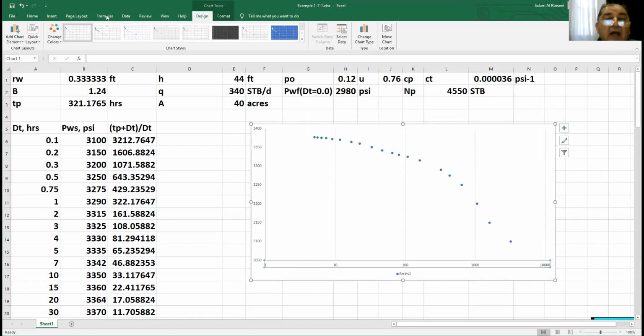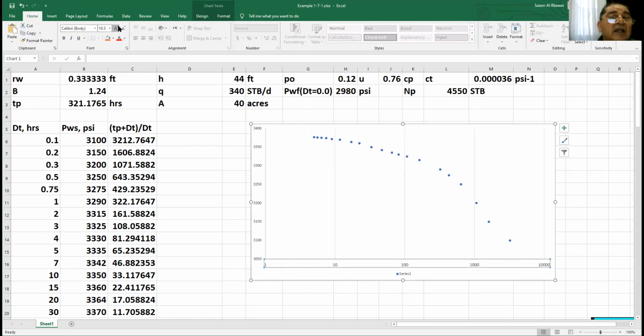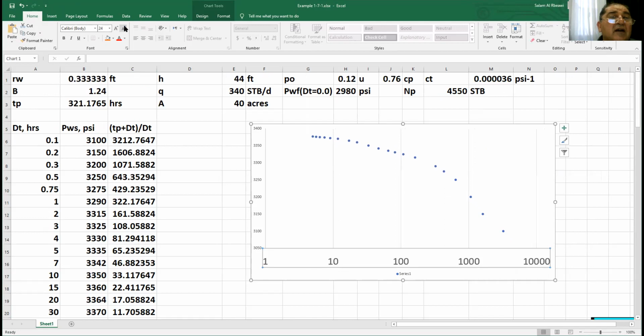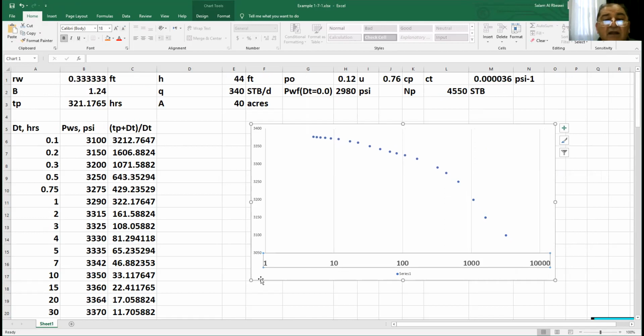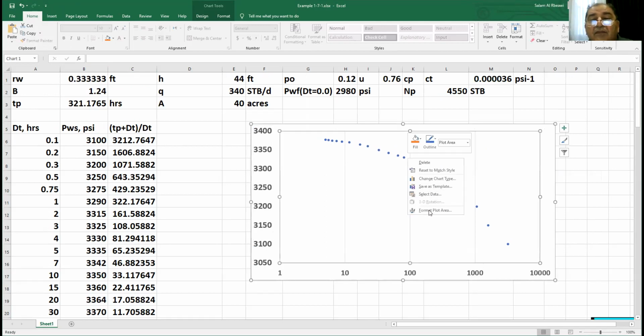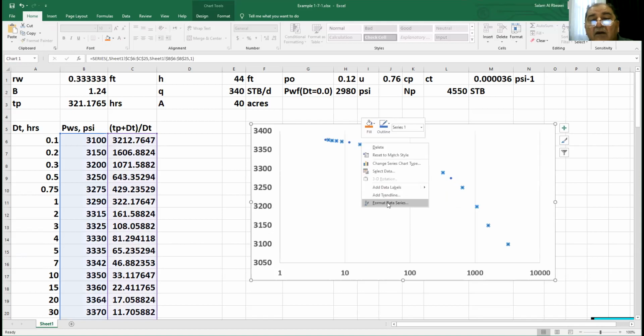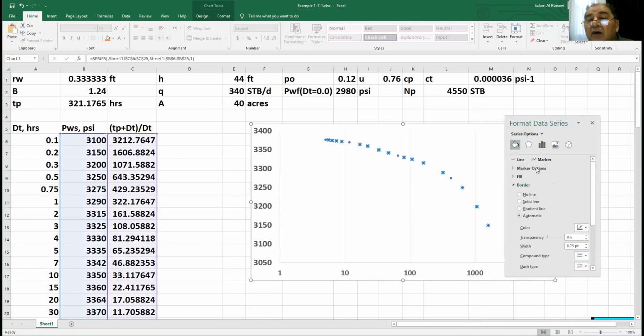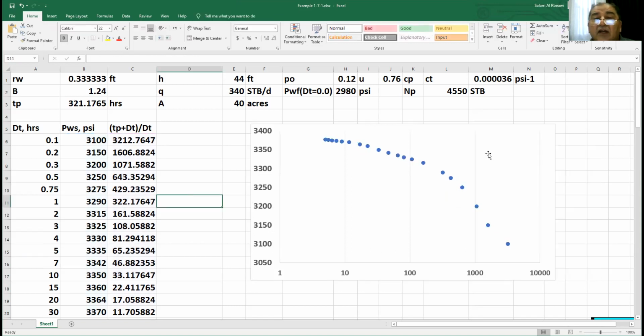Now let me rearrange this one, make it bigger, so you could see that clearly. And I'm going to do the same for y-axis for the pressure. Okay. And we can make the markers more clear. Marker option built in. So make them, for example, 8 or 9. Okay, good. So they are clear now.